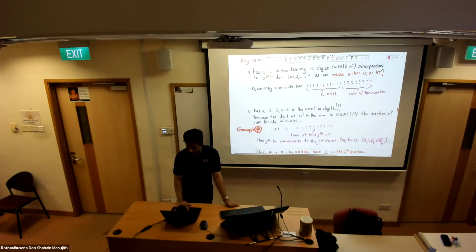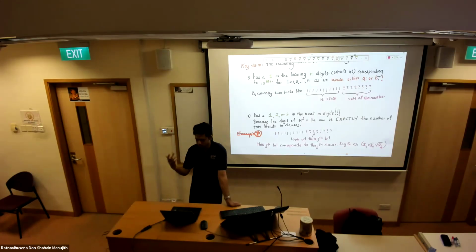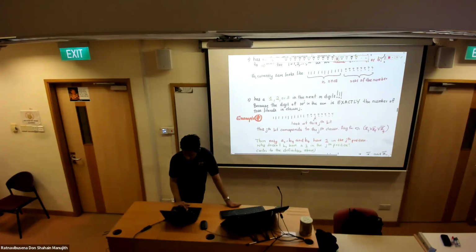For example, look at the sum of all those numbers ai's and bi's that we choose. If x1 is true, you choose a1. If x2 is false, you choose b2, and so on. Now look at this j bit here. This j bit corresponds to the jth clause. Suppose the jth clause looks like this: x7 or x9 bar or x4 bar. Now, the only numbers that contain a 1 in that jth position are a7, b9, and b4.